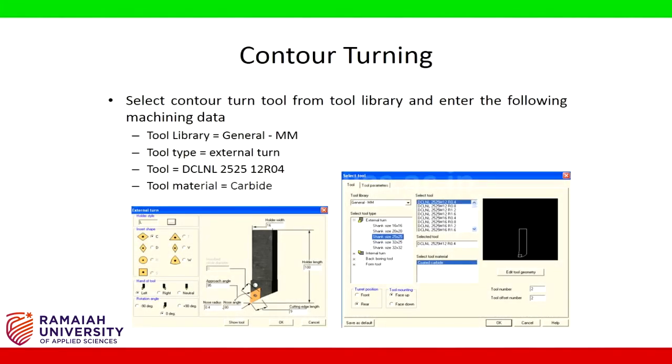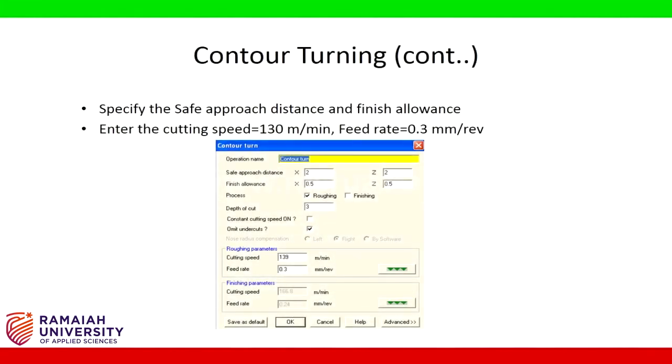Contour turning operation. Select Contour turning operation tool from Tool Library and enter the following machining data like Tool Library General MM, Tool Type External Turn, Tool DCLNL 2525 12R04, Tool Material Carbide. Specify the safe approach distance and finish allowance in the dialog box that appears on the screen. Enter the cutting speed 130 m per minute, feed rate equal to 0.3 mm per revolution for turning operation.